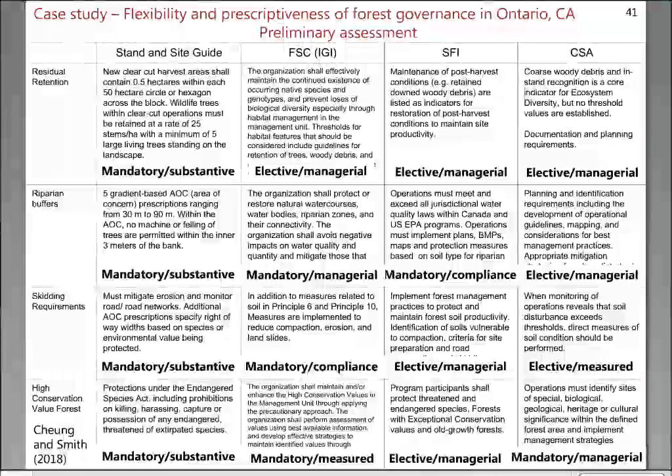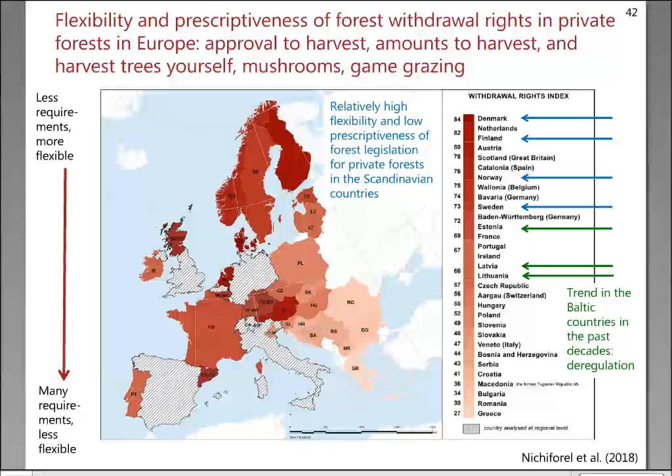And you can see the SFI system here again. Maybe a tendency to have more elective requirements, and the CSA more elective, more managerial requirements. So that is the first picture that emerges for this system.